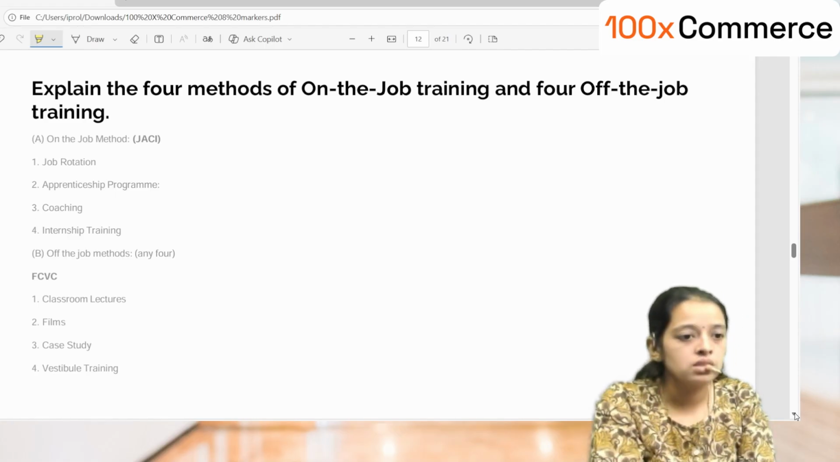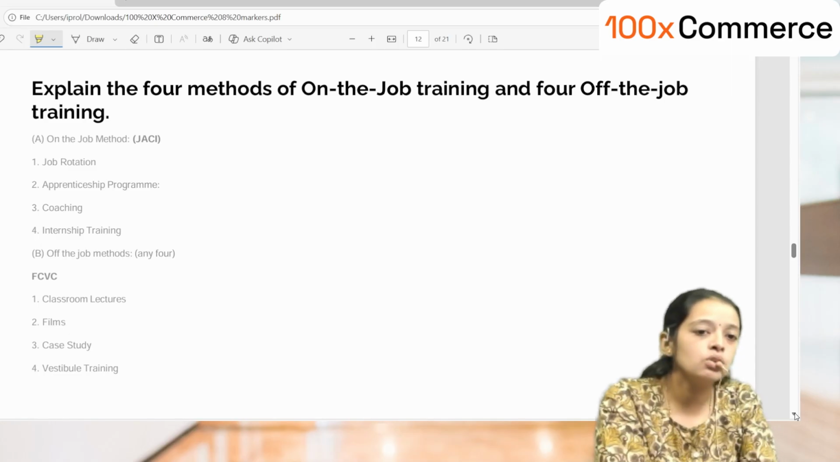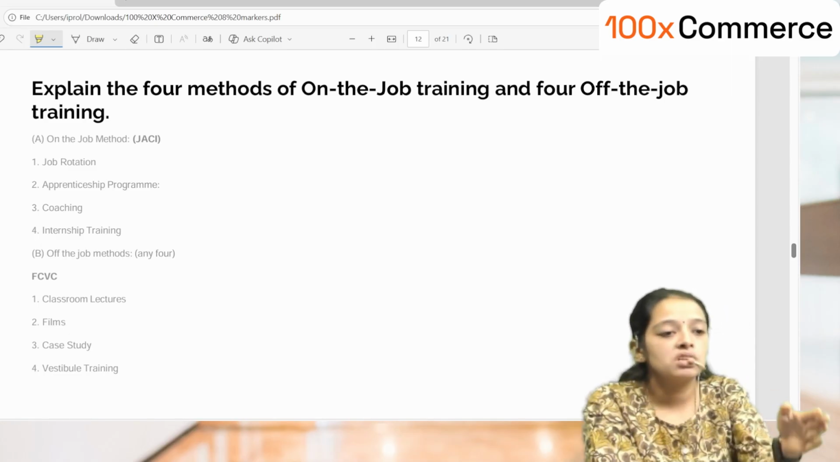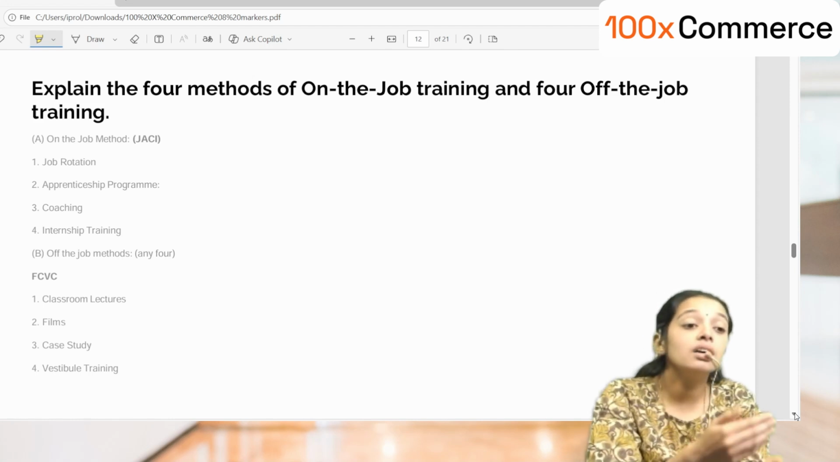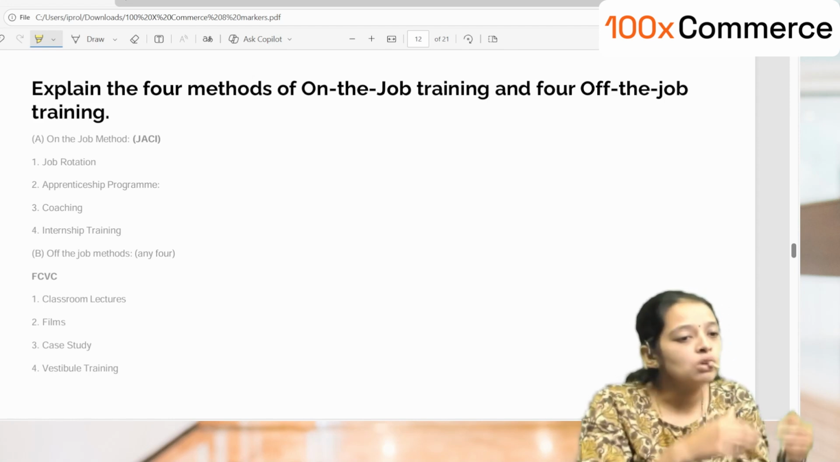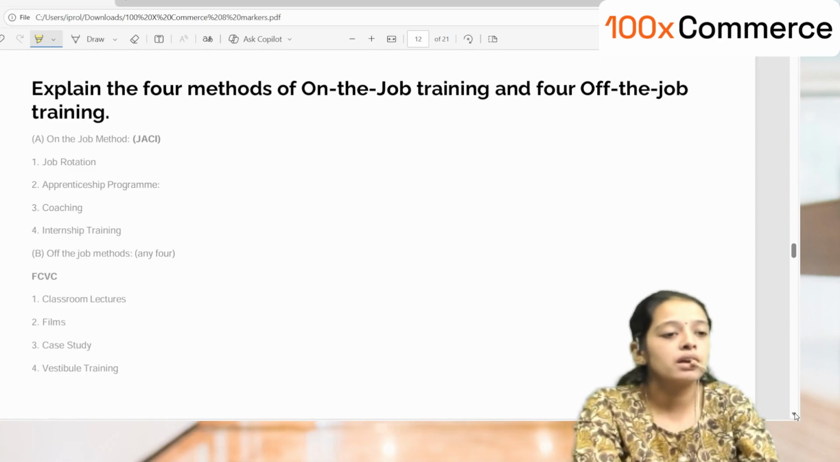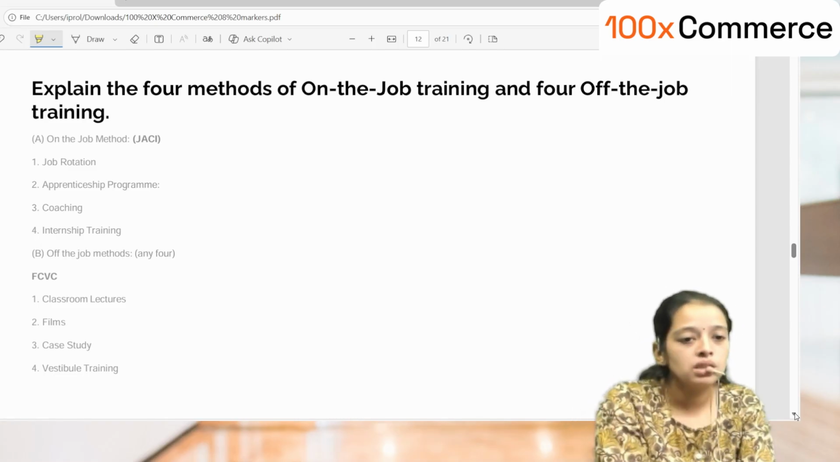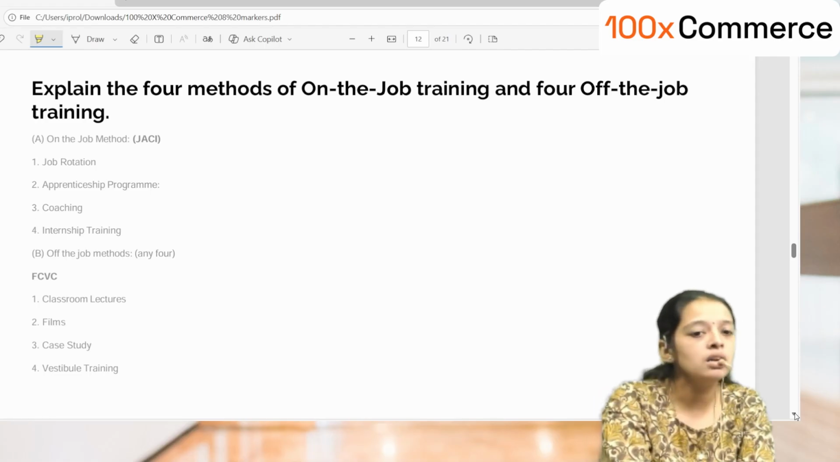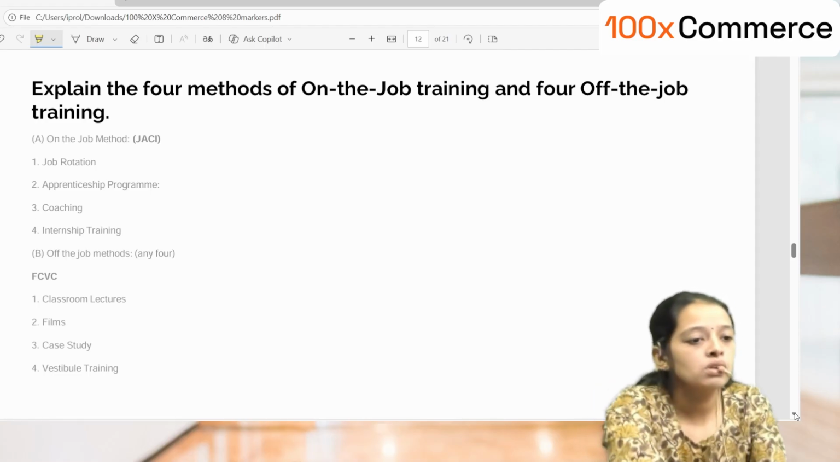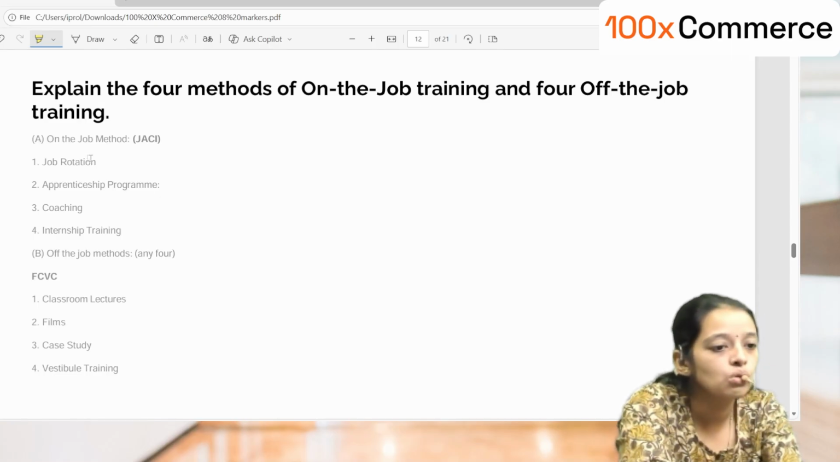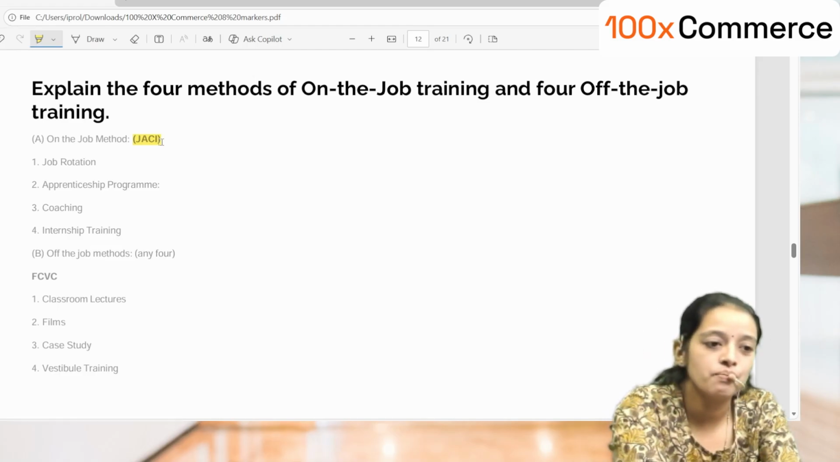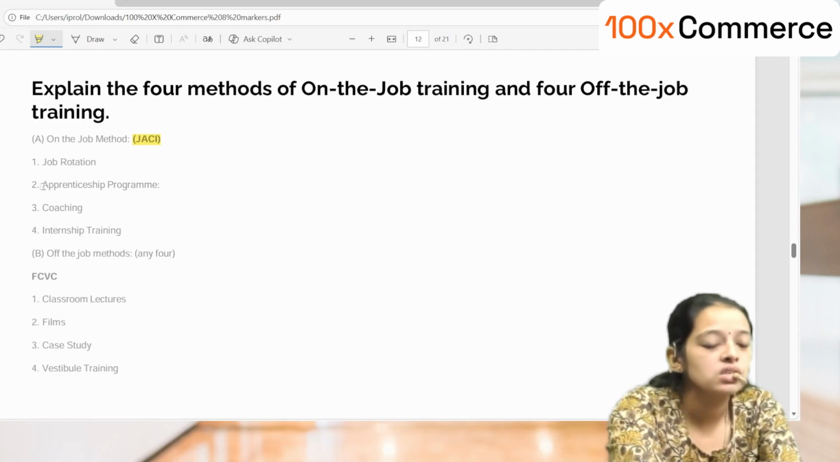Off-the-job training, in the sense, the selected employee will be sent to a different institution or a different location in order to learn the job. Once he learns the job, he will come back and join the company. So these are the 2 methods of training: one is on-the-job and one is off-the-job training. So let's see the on-the-job training methods. I have picked 4 here. You can remember them using this word, JACI: job rotation, apprenticeship program, coaching, and internship training.